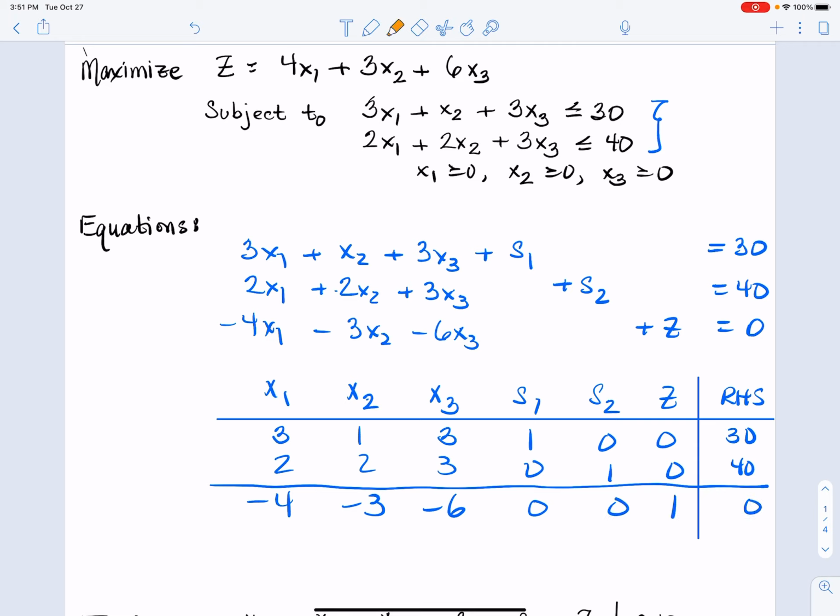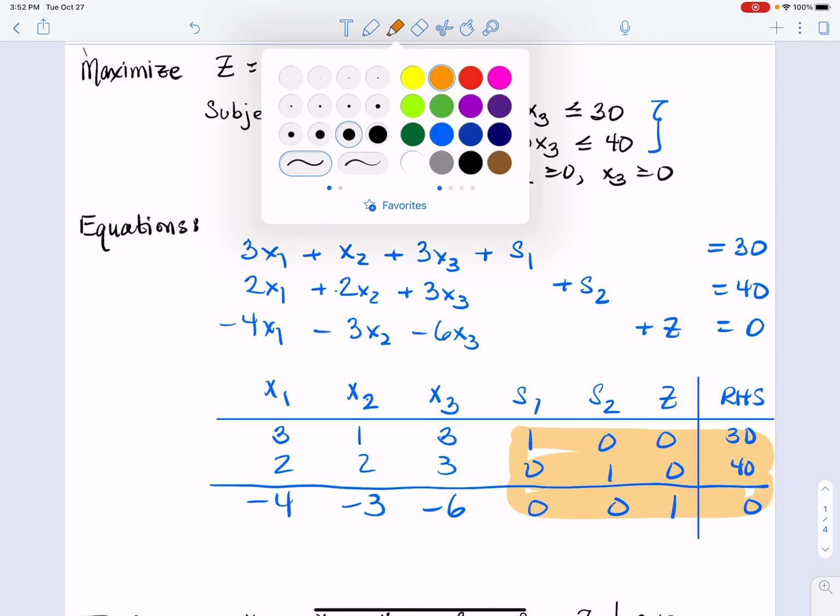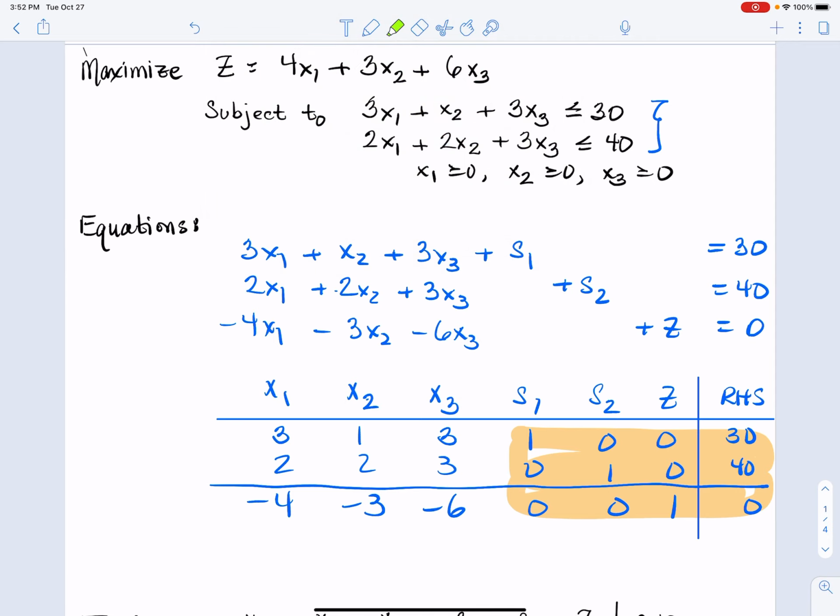Just to reiterate, this tells you what the initial basic solution is, meaning that x1, x2, and x3 are all 0. S1 is 30, S2 is 40, z is 0. Remember that we talk about ratios. We need to figure out what the entering variable is going to be first. I look for the most negative entry in the bottom row, because that represents what z will change by if we increase it. Looks like negative 6 is the most negative entry.